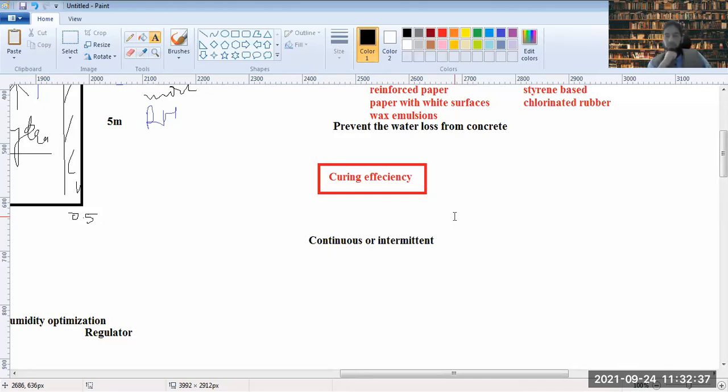Intermittent we usually do. We wake up in the morning and apply the water through the pipes onto the surfaces. In the evening we apply again. So during the daytime, it's not being cured, although some amount of moisture on the surface will be available. So you will always get less efficiency in intermittent curing, but it is like that.